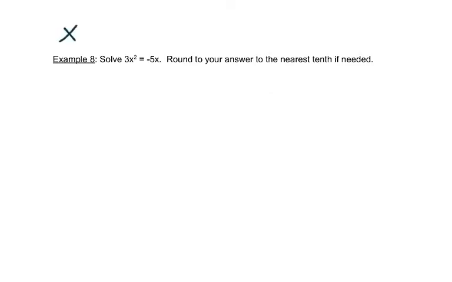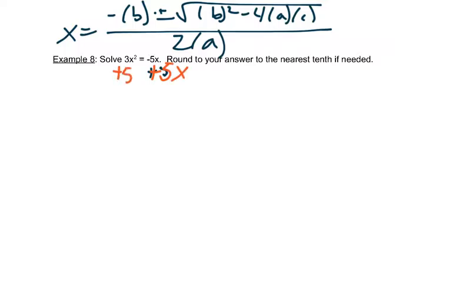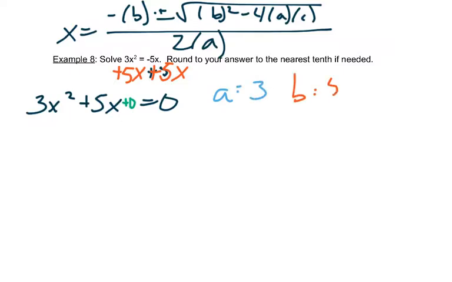So we'll do one more. I'll go ahead and write the formula on the top of the page. This is not in standard form, so we need to start by moving the 5x. And then we would get 3x squared plus 5x equals 0. Again, you need to notice that there's no c here. It's really a plus 0. So a is 3, b is 5, and c is 0.